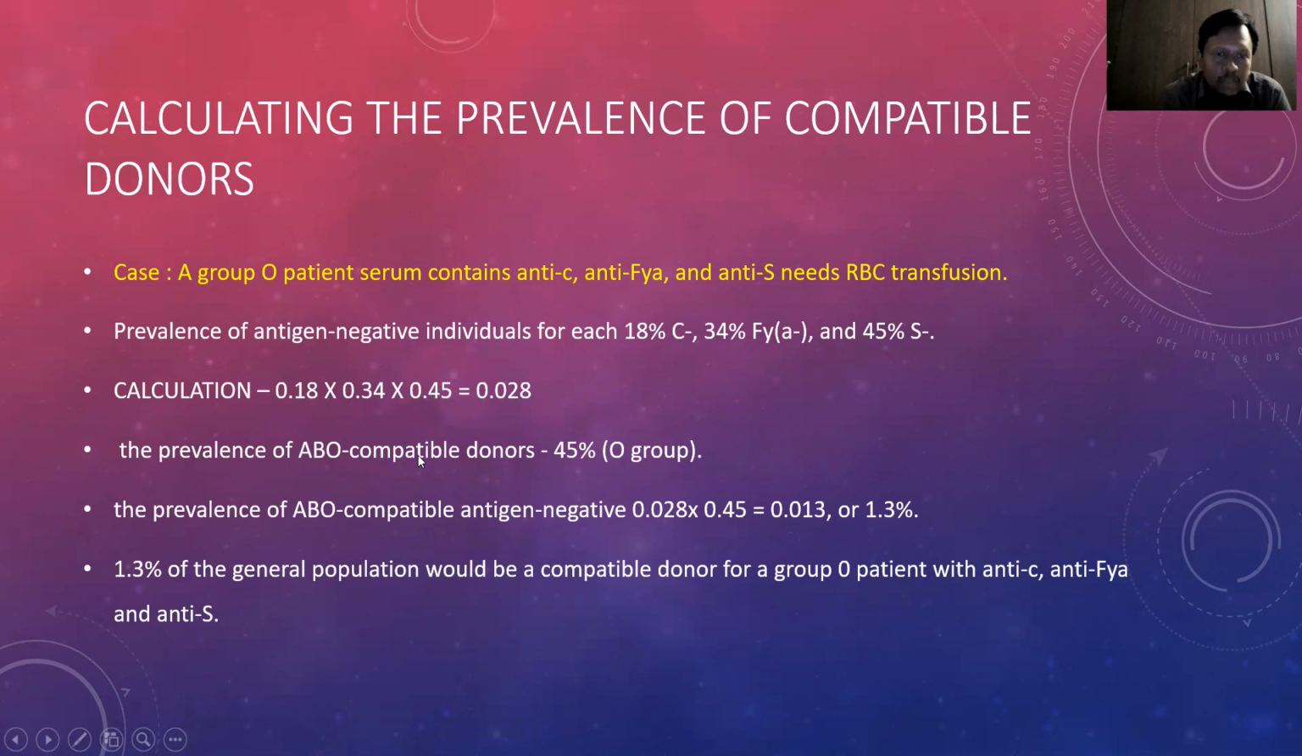And then we have to find ABO compatible donors. Since it's a group O patient, 45% are group O donors, then we multiply this 0.45 with the 0.08. We get 0.013, that is 1.3%. That is, 1.3% of the general population would be a compatible donor for a group O patient who is having small c, Duffy a, and capital S.